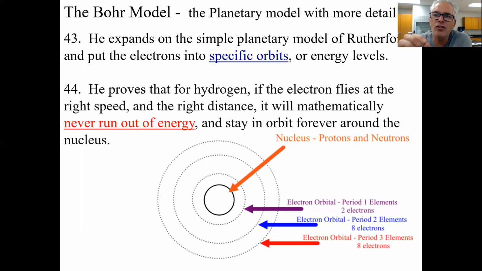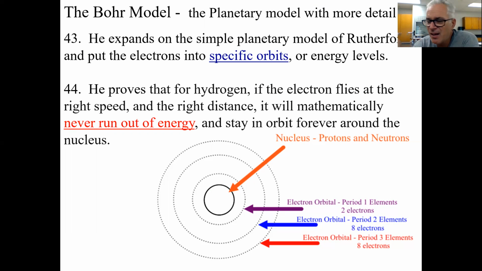He said the electrons are in specific orbits. They're not just flying around. And then, mathematically, for hydrogen, he proved mathematically that with one proton, hydrogen has a mass of 1, it has 1 proton, usually no neutrons, and 1 electron. He proved mathematically, and this is math that I don't understand.